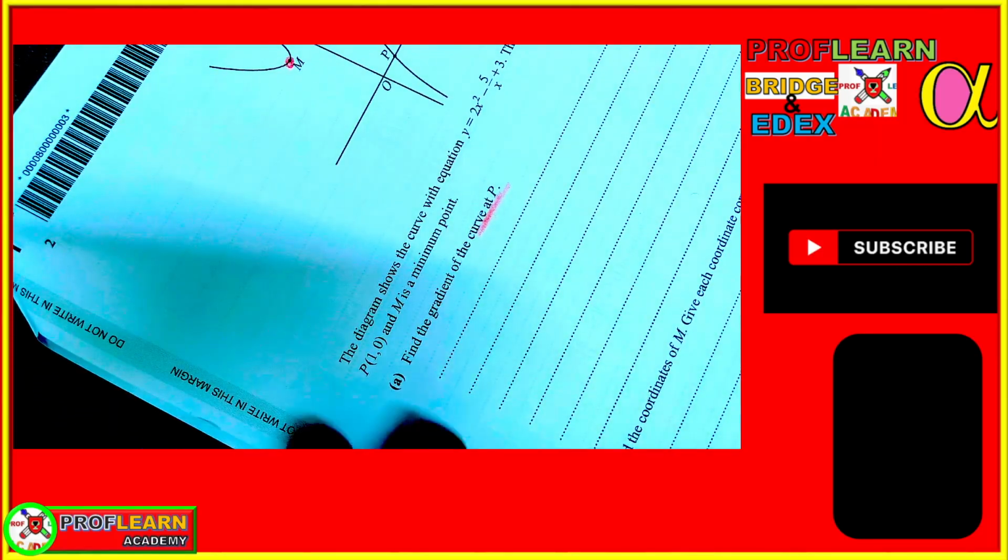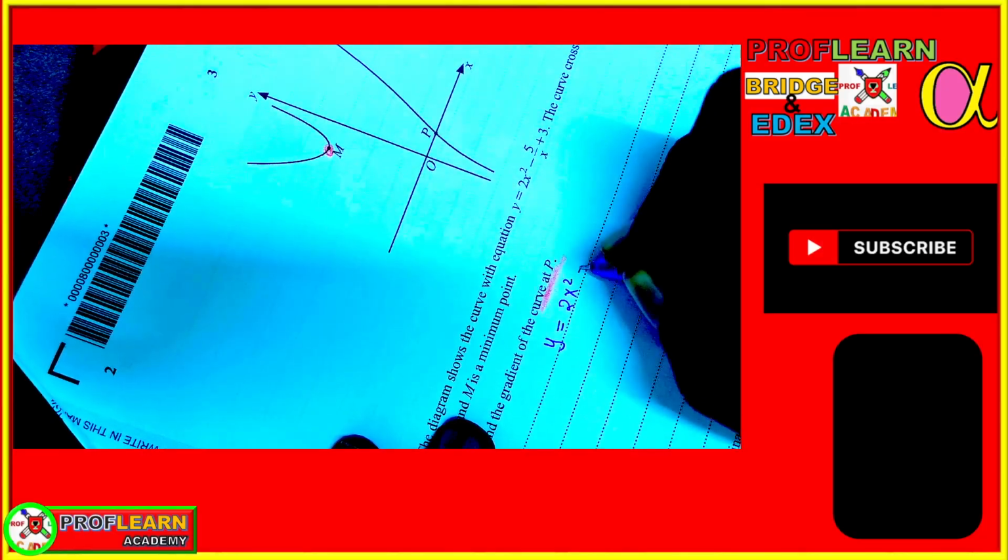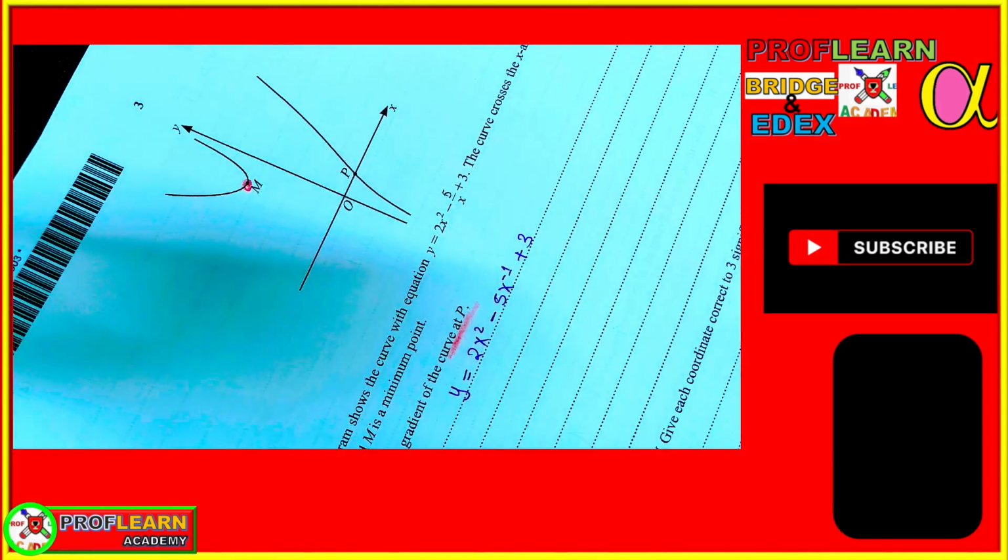If you are told to find the gradient of a curve, it means you are told to differentiate. So remember, our equation is y equals 2x squared minus, we can write this 5 over x as 5x to the power negative 1, then plus 3. That is the equation that we were given.